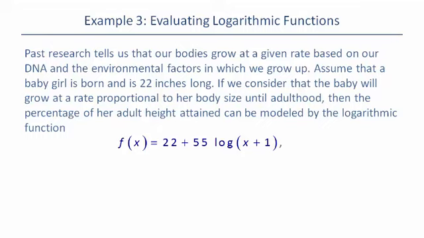All right, so here's another example. Past research tells us that our bodies grow at a given rate based on our DNA and the environmental factors in which we grow up. Assume that a baby girl is born and is 22 inches long. If we consider that the baby will grow at a rate proportional to her body size until adulthood, then the percentage of her adult height attained can be modeled by the logarithmic function this.